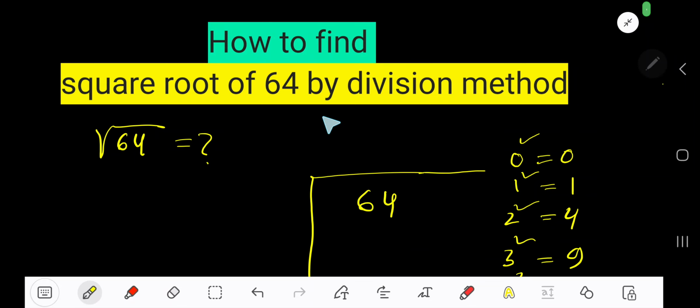Find the square root of 64 by the division method. First, make pairs. Now you have to take a number whose square will be equal to 64 or near to 64.